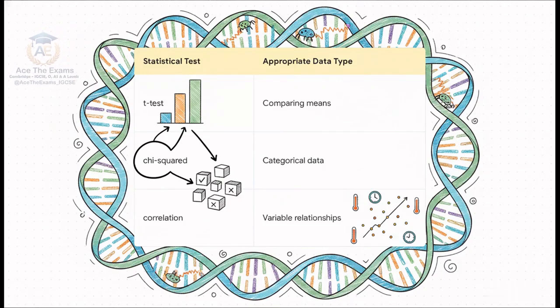If they ask you to compare the means, like looking at transcription rates across different temperatures, you're going with the t-test. If you're dealing with categorical data, maybe the presence or absence of a transcript, that's your chi-squared. And if you're tracking relationships between variables, like how temperature changes the transcription rate, you use correlation. Nailing this matchup is totally non-negotiable for those high-band practical marks.